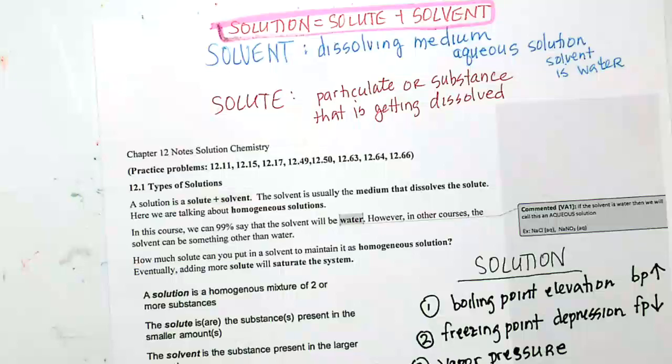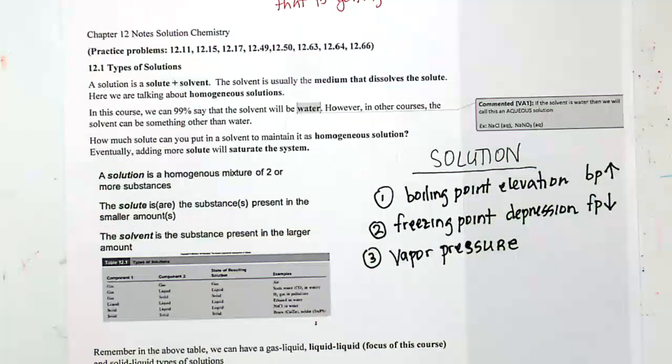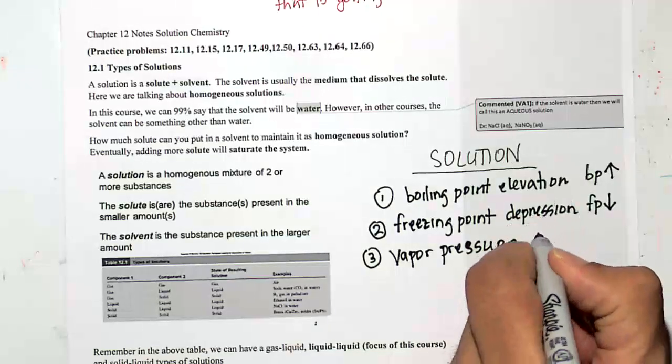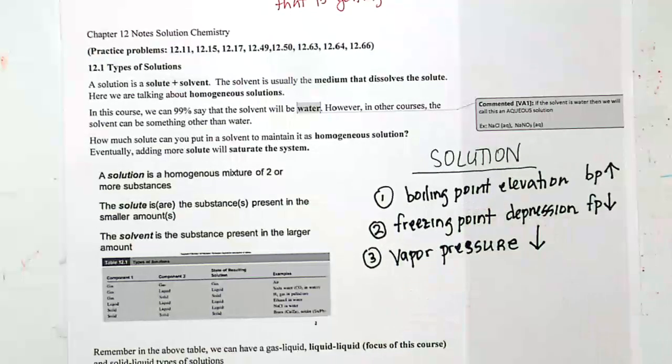So will that make it easier or harder to become a vapor? Harder, because now you have solute-solute, solvent-solvent, solute-solvent IMF to overcome to become a vapor. So if it's harder to become a vapor, will that mean more vapor pressure or less vapor pressure? Less, okay, because you're just not forming as much vapor.